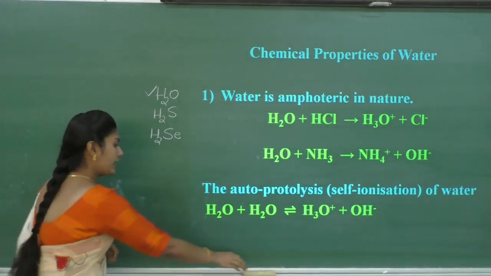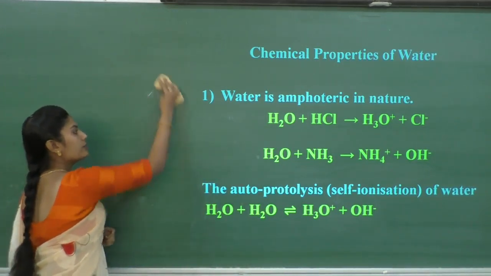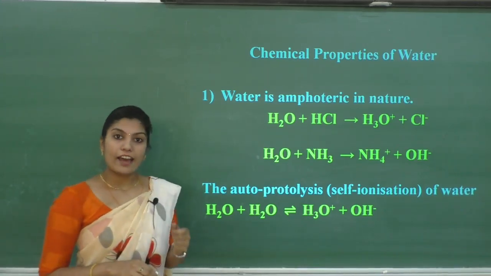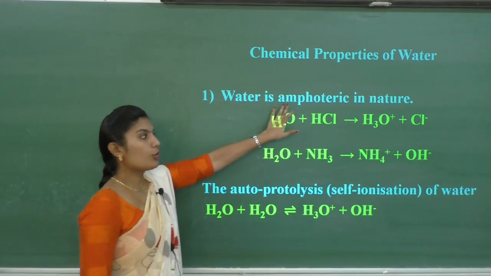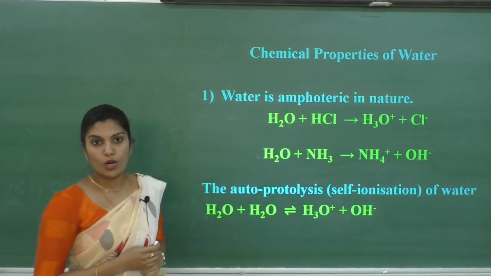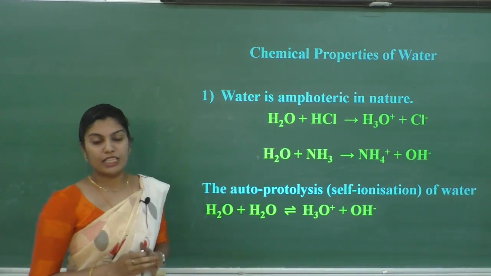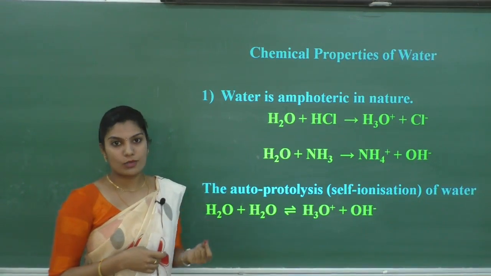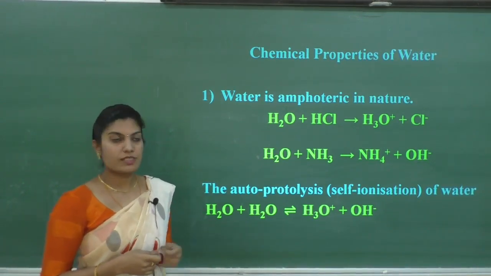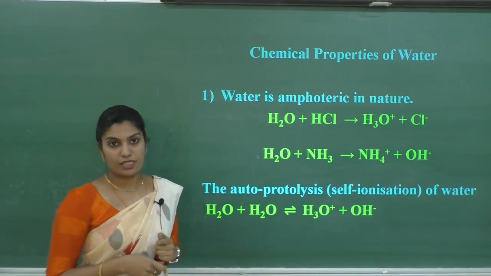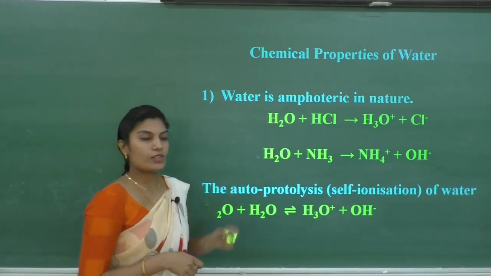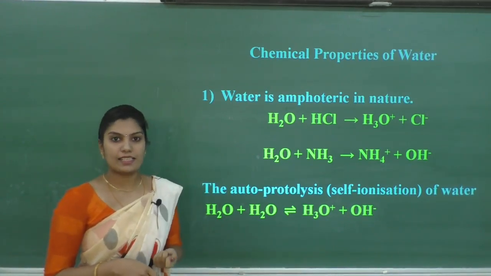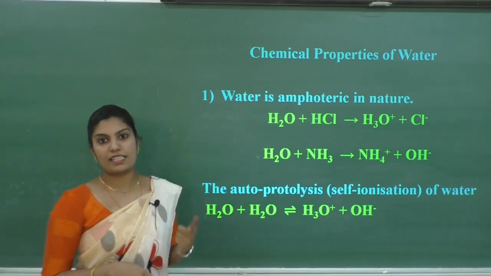Next, coming to the chemical properties of water. The first chemical property is that water is amphoteric in nature. What do you mean by amphoteric nature of water? Amphoteric is nothing but a substance which acts as both an acid as well as a base. Those types of substances are said to be amphoteric substances. In this case, we are saying water shows amphoteric nature. That means it will act as both an acid as well as a base.